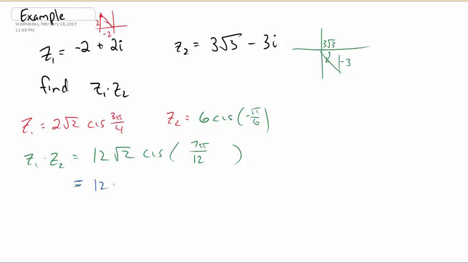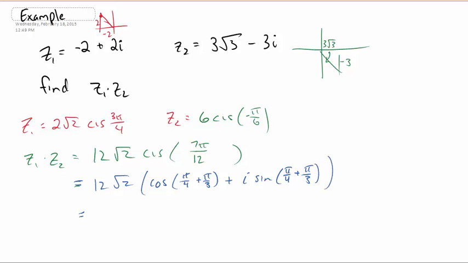So this is 12 root 2 times cosine, and I'm going to rewrite 7 pi over 12 as the sum of two angles that I know unit circle values for. 7 pi over 12 is pi over 4 plus pi over 3. And you'll see why I'm doing this in a second. Plus I sine pi over 4 plus pi over 3.